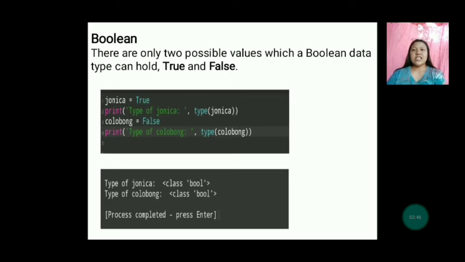Boolean. What is Boolean? There are only two possible values which a Boolean data type can hold, true and false. So, this is the example. Jonica equals true. Print type of Jonica. Kolobong equals false. Print type of Kolobong. The result is type of Jonica, class bool, and type of Kolobong, class bool.